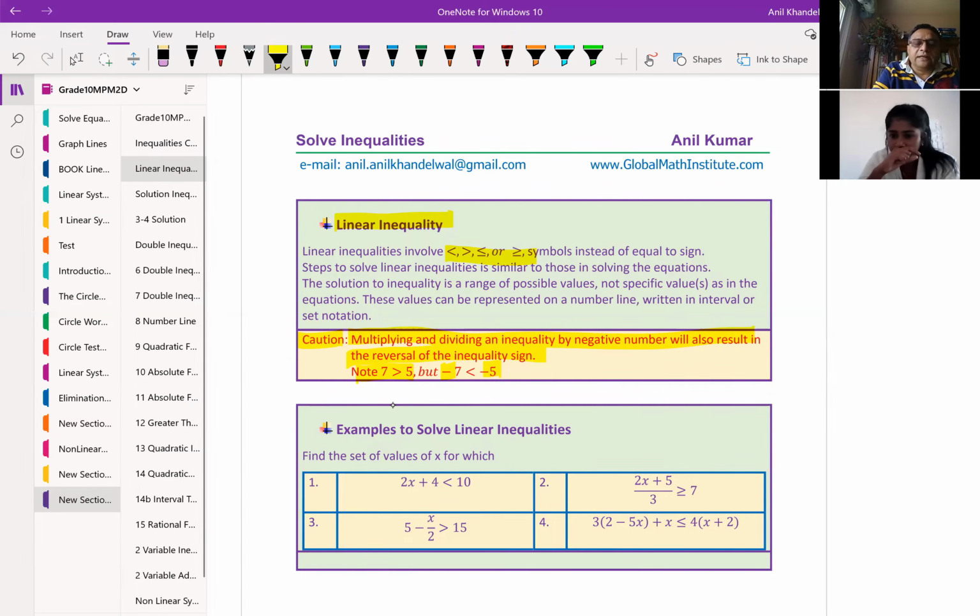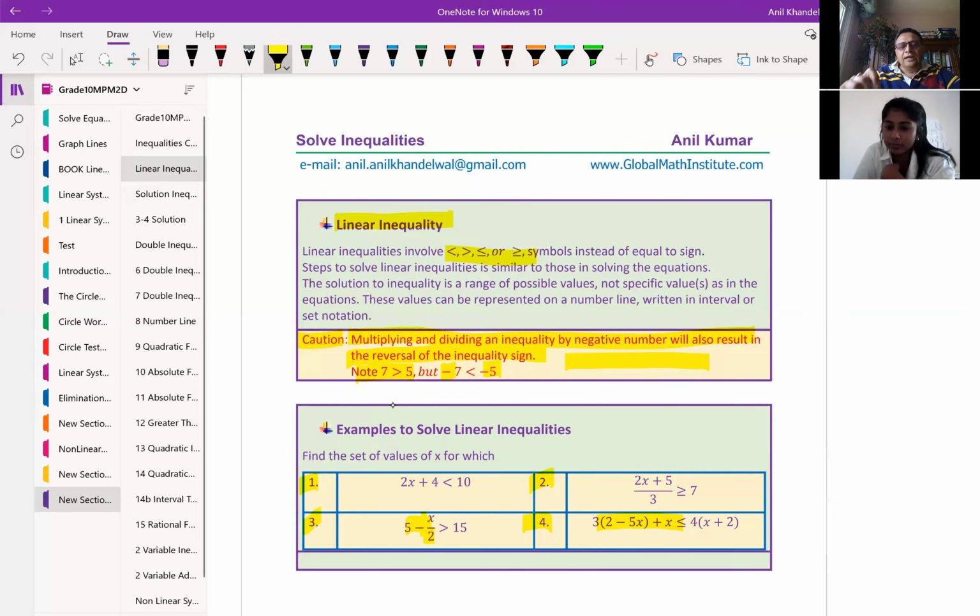So to begin with, I've taken here 4 examples. The first 2 are relatively straightforward. And in questions 3 and 4, what we have is implementation of this particular rule. As you can see, we have minus x over 2, and the other expression, when you open this up, you'll get a negative value for x. Now, in that case, when you multiply or divide by a negative number on both the sides, remember to interchange the direction of the sign also. So greater than becomes less than, and less than becomes greater than. Is that absolutely clear? Yes.